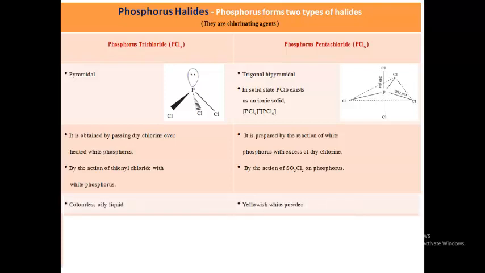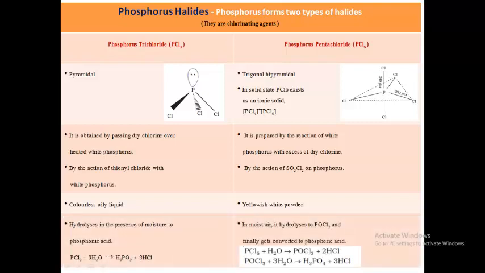Phosphorus trichloride is a colorless oily liquid and phosphorus pentachloride is a yellowish white powder. Phosphorus trichloride hydrolyzes in the presence of moisture to phosphonic acid, that is H3PO3. Whereas phosphorus pentachloride hydrolyzes in the presence of moisture and then later gets converted into phosphoric acid, that is H3PO4.